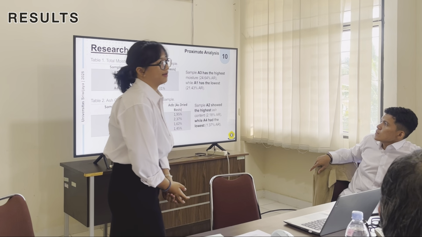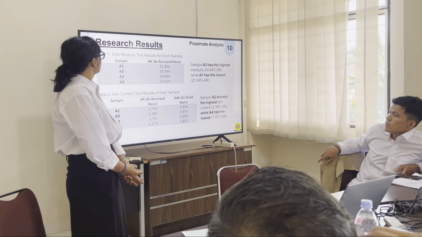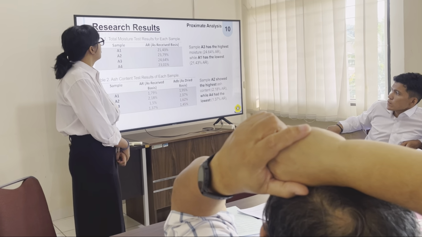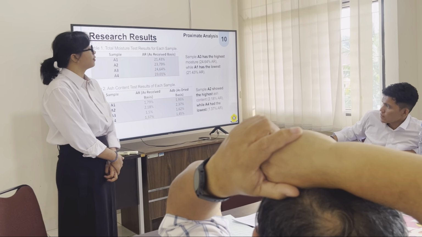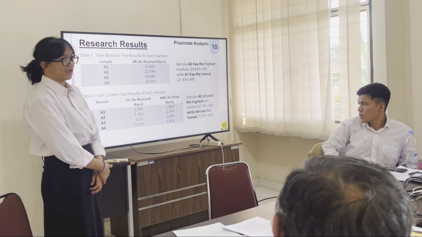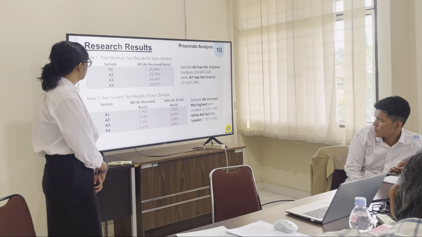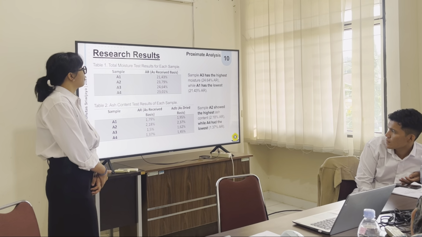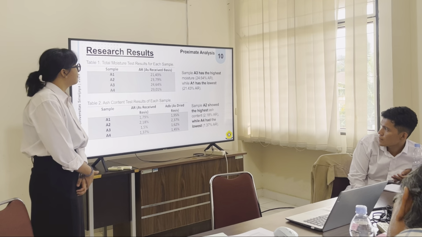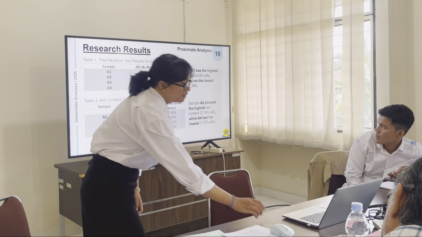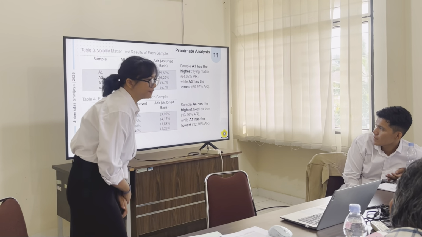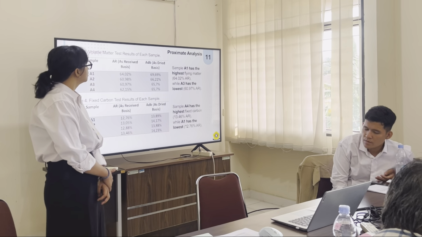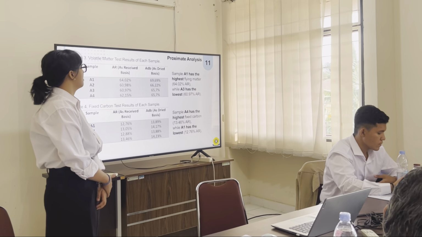I'll start from proximate analysis. Number one would be the total moisture. As you can see, sample A3 has the highest moisture, and A1 has the lowest, with 21.43% AR. AR should be as received basis. And then table 2, the ash content. Sample A2 showed the highest, and A4 had the lowest, which is 1.37% AR. Right, and then table 3 is volatile matter. Sample A1 has the highest, A3 has the lowest with 60.97% AR.